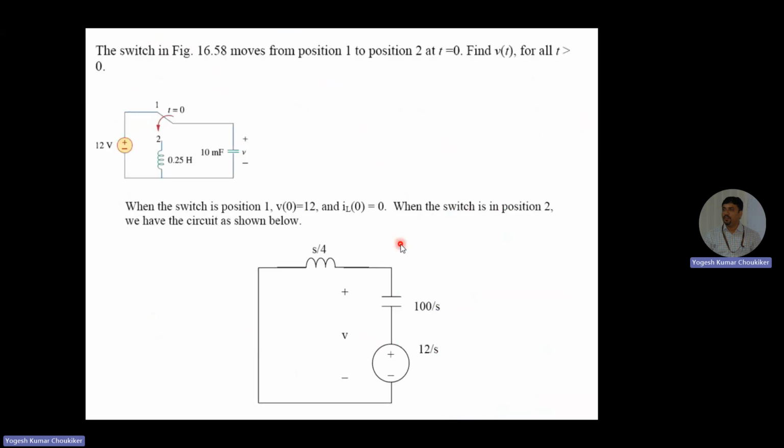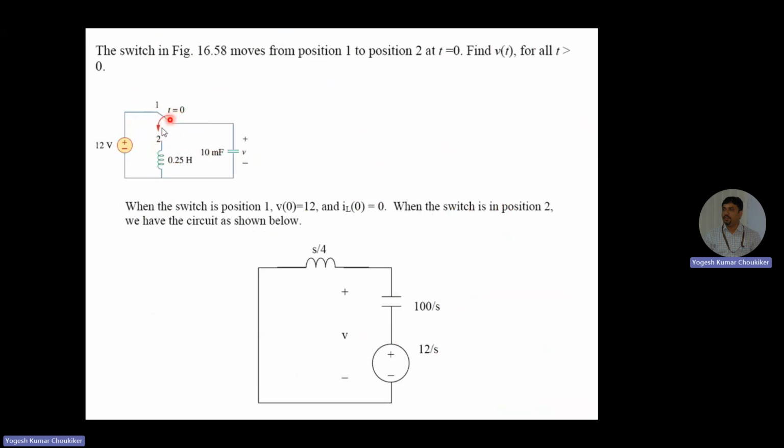We will take one more example. You can see the switch is moving from position 1 to position 2 at t equal to 0. We need to find the v of t value. If that is the switching condition, when the switch is at position number 1, what is the circuit? Then when the switch moves to position number 2, what is the circuit?